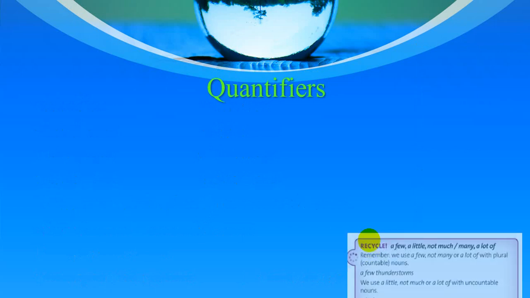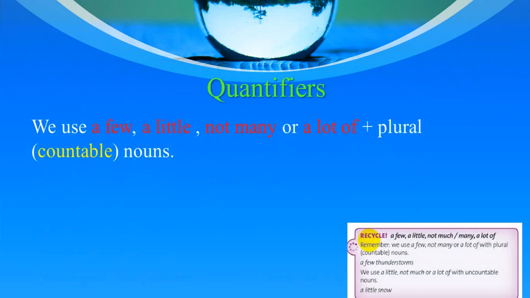Now let's read the rule from our book. We use a few, a little, not many, or a lot of plus plural countable noun. نستخدم بضع، القليل من، ليس العديد أو الكثير من، مع الأسماء المعدودة أو القابلة للعد. A few thunderstorms.